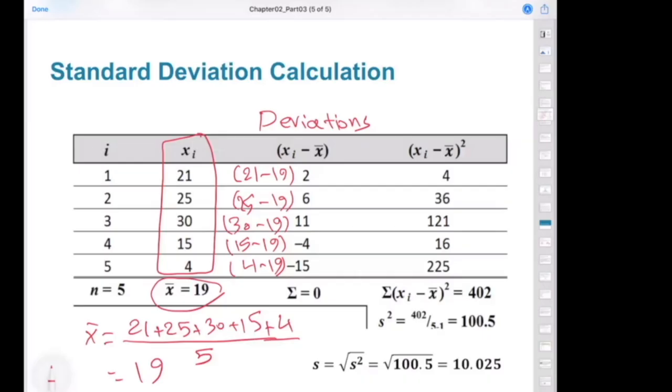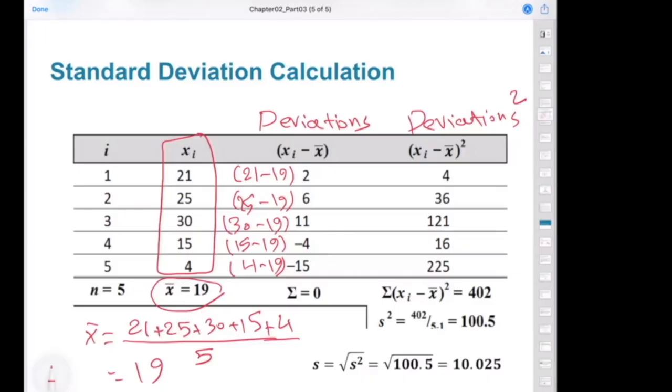So we have this column. These are the deviations squared. Okay? So we start: 2 squared is 4, 6 squared is 36, 11 squared is 121, 4 squared is 16, 15 squared is 225.